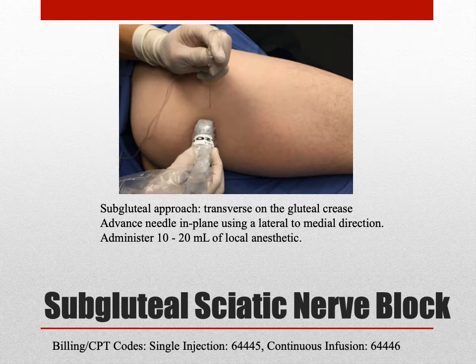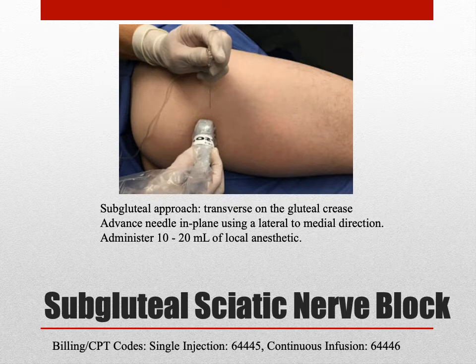When performing the subgluteal sciatic nerve block, it is appropriate to have the patient positioned in the lateral decubitus position. The ipsilateral hip and knee should be flexed so that the sciatic nerve will be as superficial as possible. The transducer should be placed on the gluteal crease transversely, or just below the gluteal crease.